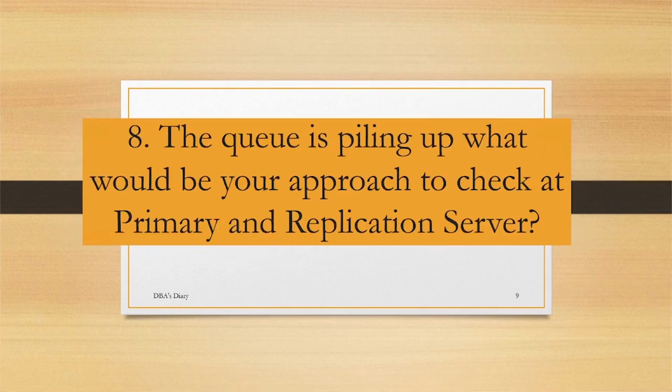Okay, let's move to the next question now. The queue is piling up. What would be your approach to check at the primary and replication server? If the queue is piling up, it means the replication truncation point is not moving. At the primary server level, you can check syslogshold. If you see there is an open transaction, that could be one of the reasons that the queue is piling up and not moving. This is at the primary server level.